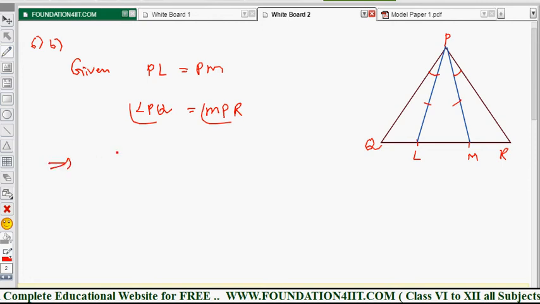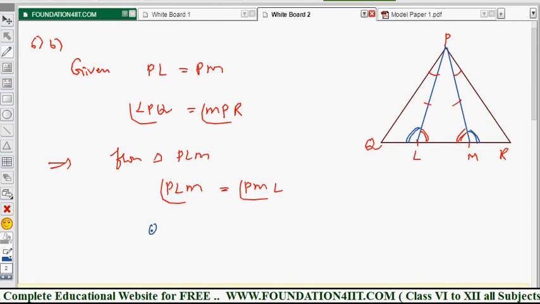Again, if you observe triangle PLM, PL is equal to PM, so this is an isosceles triangle. Then the opposite angles are also equal. So these two angles must be equal, right? That is, angle PLM is equal to angle PML. These two angles are equal. Then angle PLQ, if these two are equal, the other side is also equal because a straight line is 180 degrees. So observe, these both also must be the same.